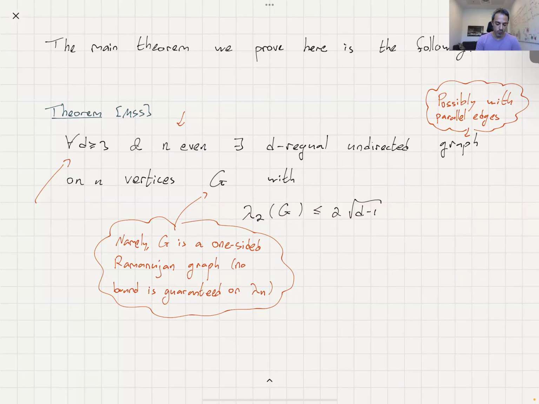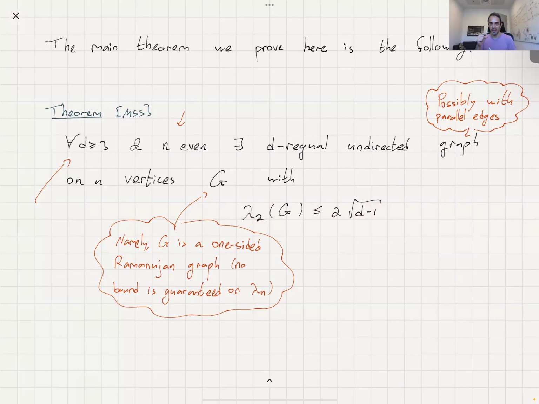So why do we call this one-sided Ramanujan? Well, we don't bound lambda n, right? Only lambda 2 from above. In some applications, that's enough. In other applications, when you want a full-fledged spectral expander, you need also to bound lambda n from below. Now, for bipartite graphs, by the way, you can show that the spectrum is symmetric around 0. So a bound on lambda 2 gives you a bound on lambda n. But you need to work a little bit harder in order to prove the existence of bipartite Ramanujan graphs. And this is something that we'll cover in the seminar.